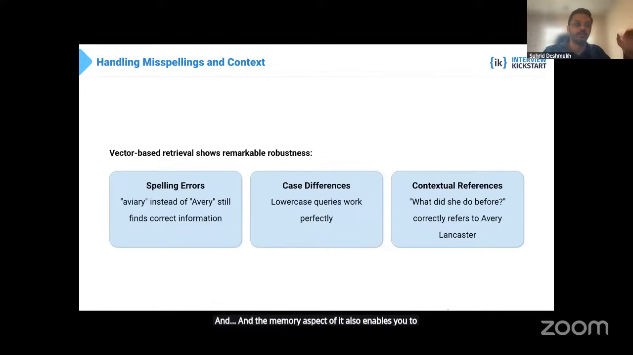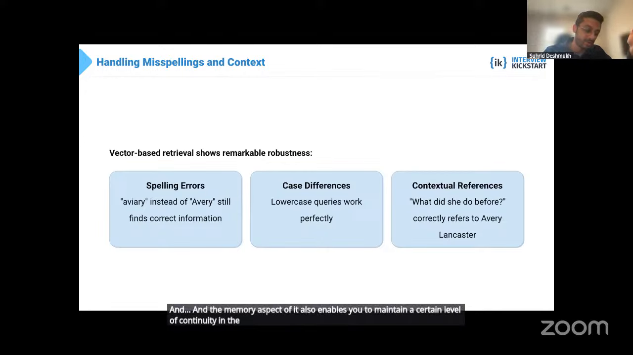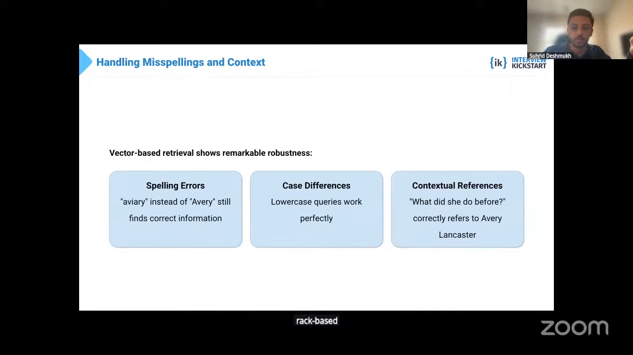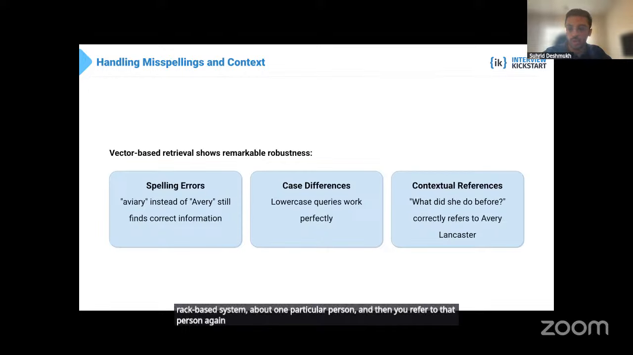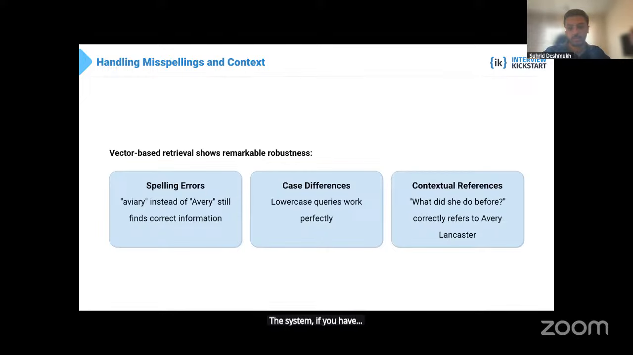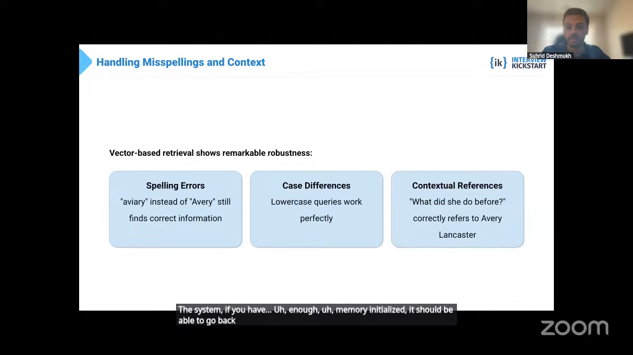The memory aspect of it also enables you to maintain a certain level of continuity in the conversation. For example, if you're talking to the RAG-based system about one particular person, and then you refer to that person again with a pronoun, the system, if you have enough memory initialized, should be able to go back and remember who you're talking about.